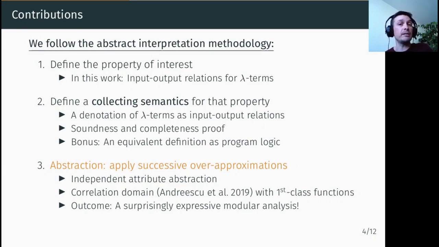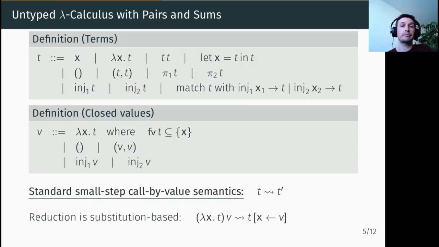What we get in the end is a simple modular analysis that is already quite expressive. And we have mechanically verified all these results in the Coq proof assistant. The language we study in the paper is the n-typed call-by-value lambda calculus extended with pairs and binary sums. The definition of values in this language is the standard one. And we use the standard small-step semantics for call-by-value that performs a substitution to reduce a beta redex.